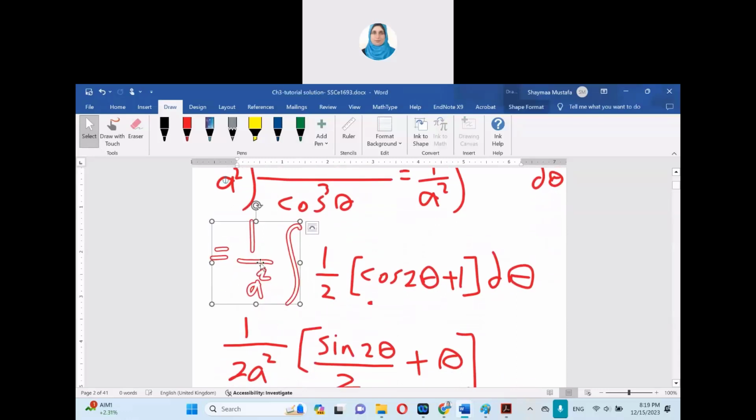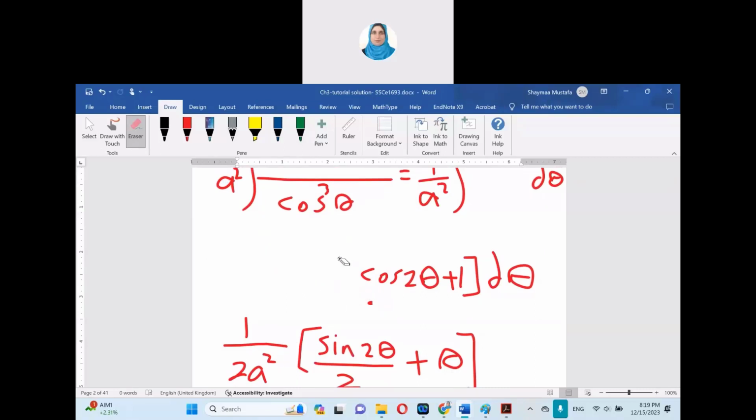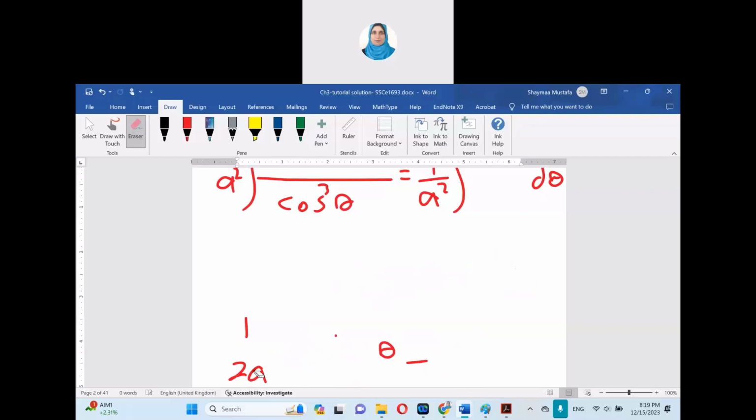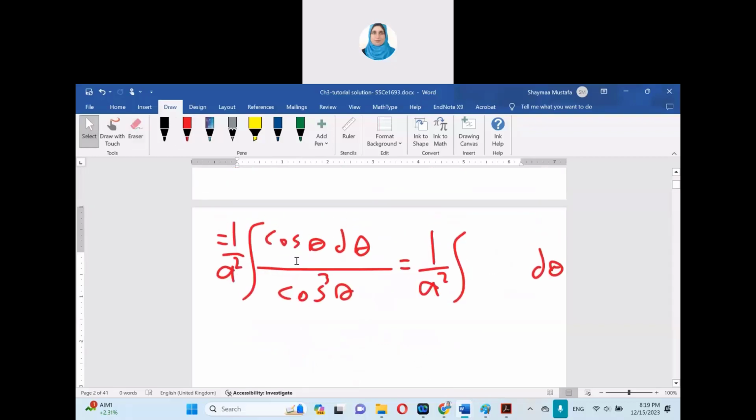Sorry, this one should be cos. Okay, yes, we have one student here who is correct. So we have easier integration. Cos over cos cubed is 1 over cos square, not cos square.